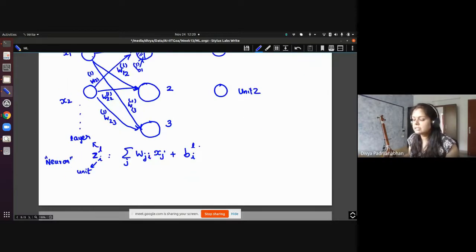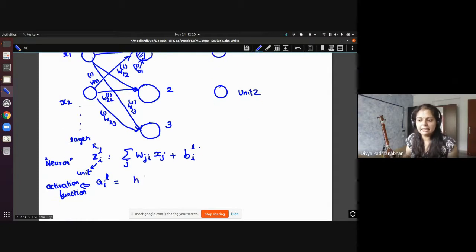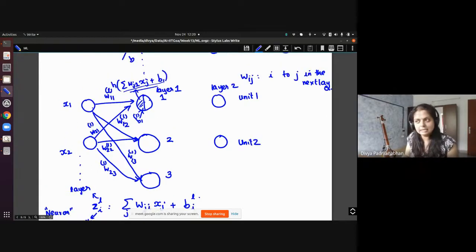And finally, there is another value a. I will represent this as a_i^l. The notation comes from what is called activation. So z is an intermediate value that comes in, and then an additional function gets applied. That is called the activation function. The result is a_i^l, which is basically a function applied to z_i^l. So the output of this is a_i^l.